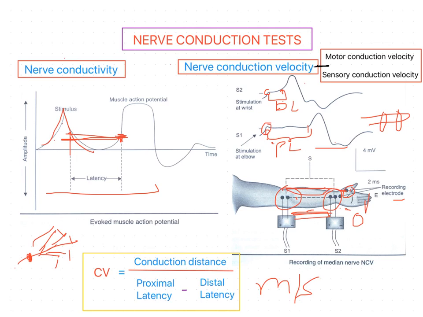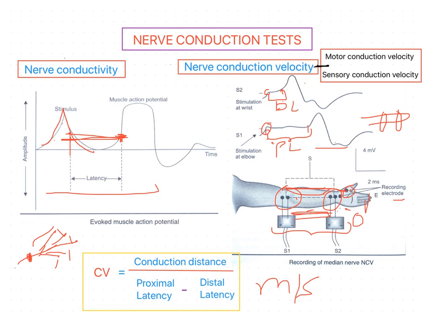Normally the recording electrodes, preferably surface electrodes, are placed over the nerve trunk where it is superficial. The active electrode is placed distally, and a ground electrode is usually placed between the stimulating and the recording electrodes. But here the stimulation point in the sensory conduction velocity is only a single point. In the motor conduction, we stimulated the points at two levels, isn't it? Yes, so that is the difference.